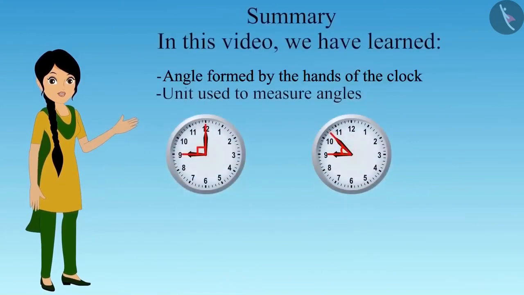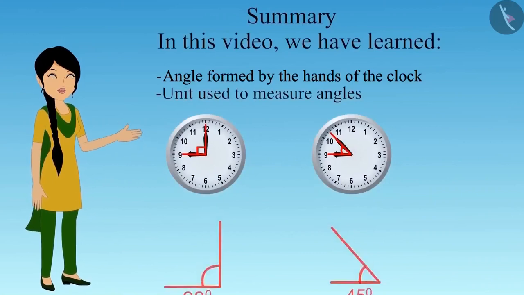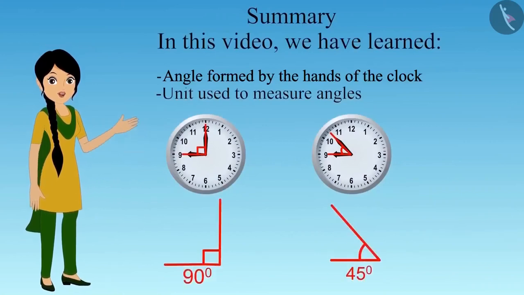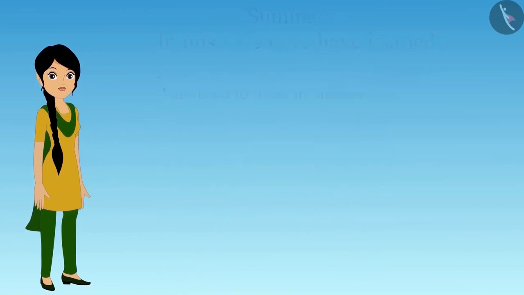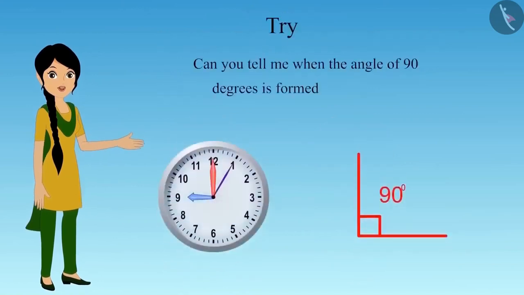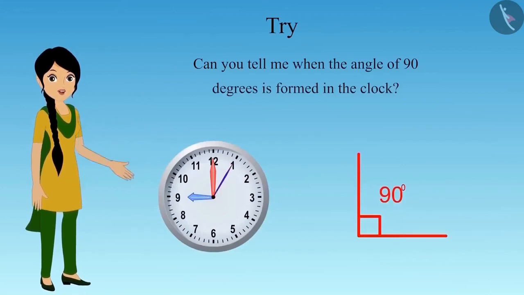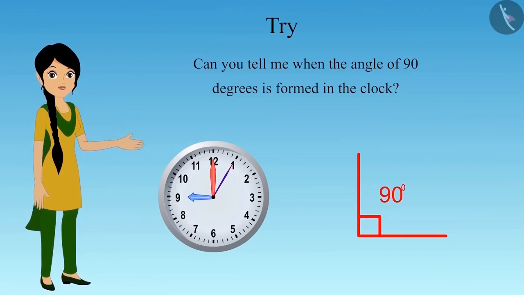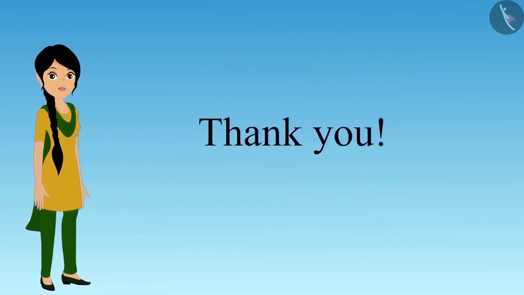In this video, we have learned about the angles formed by the hands of the clock and the unit used to measure angles, that is degree. Can you tell me when the angle of 90 degree is formed in the clock? Think for a while. We will discuss this in detail in the next video. In the next video, we will see some interesting examples of angles formed in the clock. Thank you.